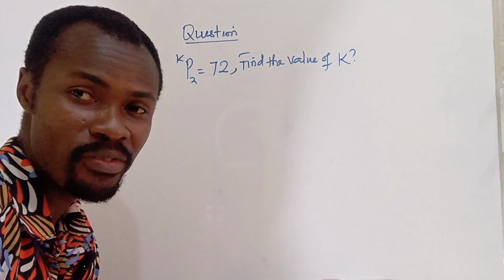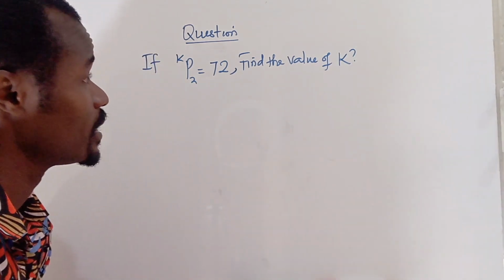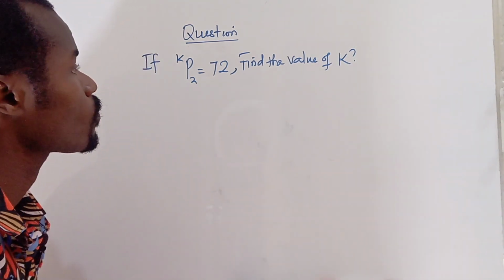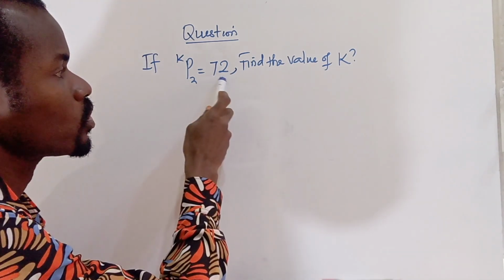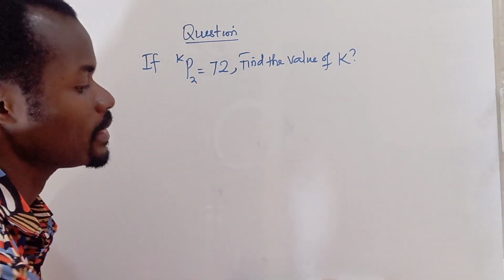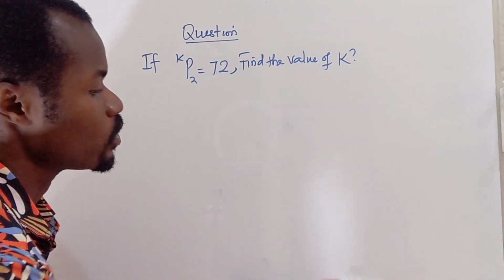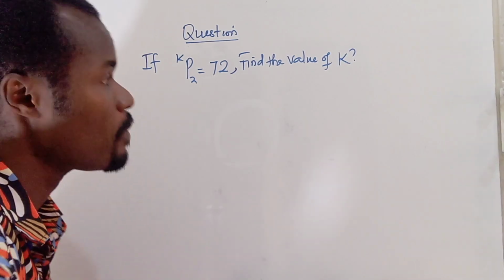Alright, so without wasting much of our time, let's get right into the question today on permutation. It says, if k permutation 2 is equal to 72, we are asked to find the value of k. So how do we solve this simple problem?